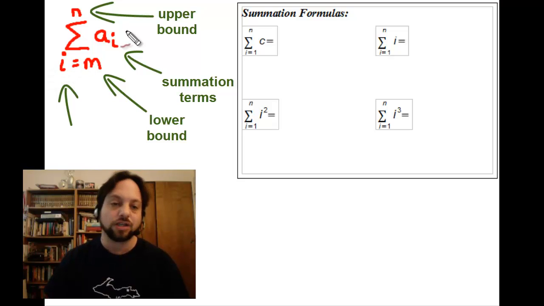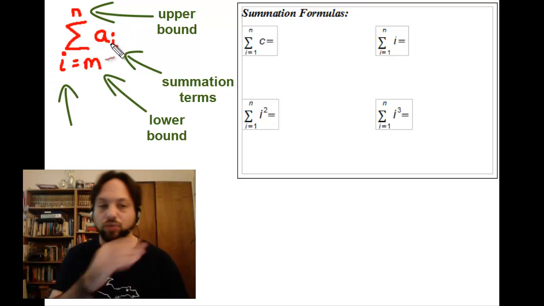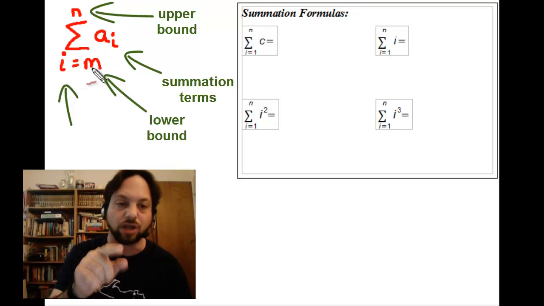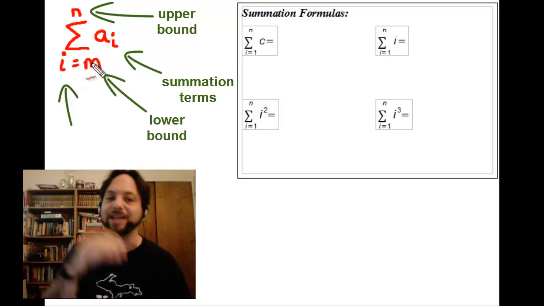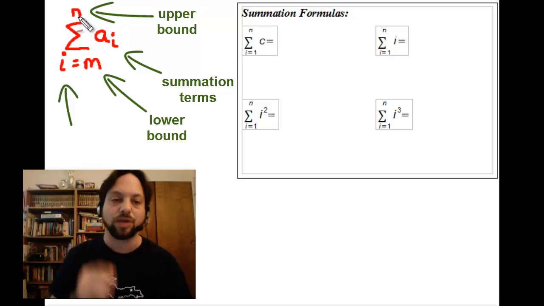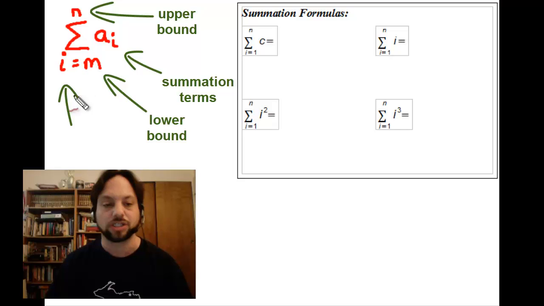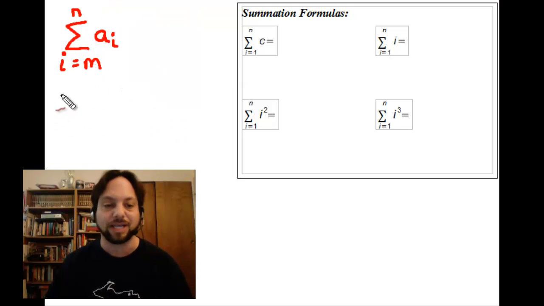this n. So all this will do is write out a whole bunch of terms. The first one, the i, will equal this lower bound right here. And in the very last term, i will equal that upper bound. And that's how summation works. So let's take a look at a quick example.